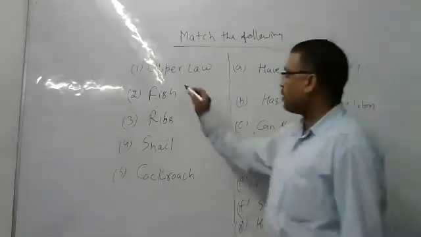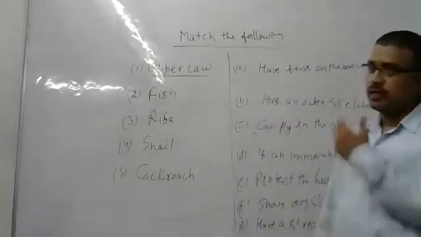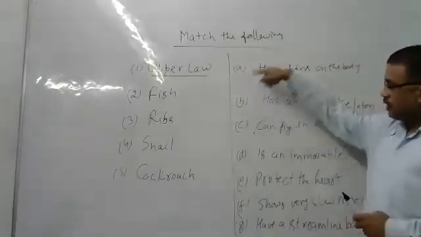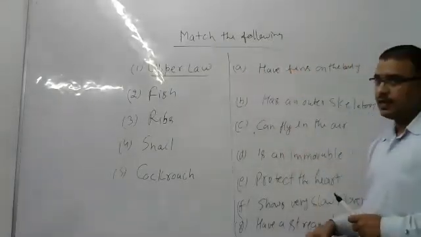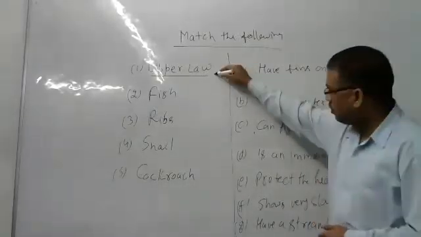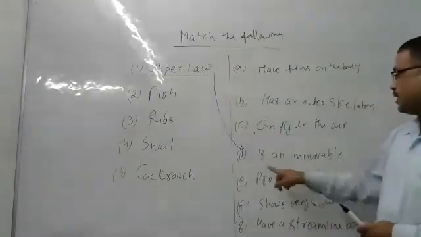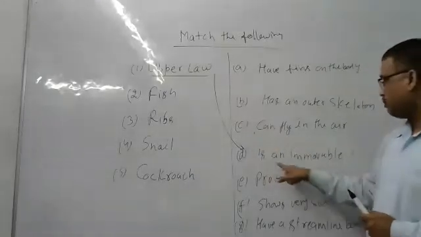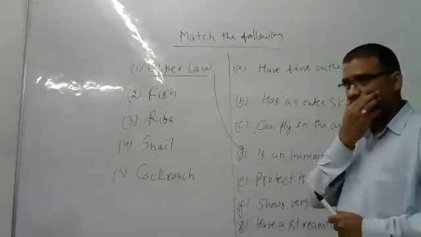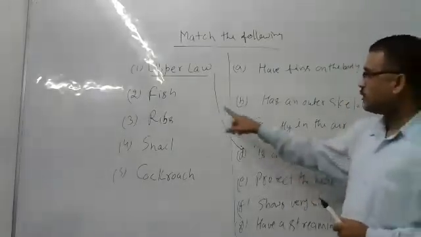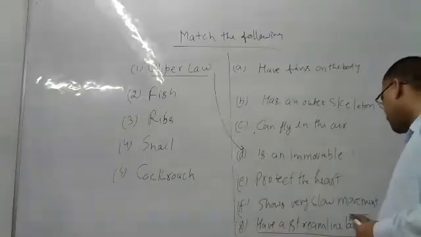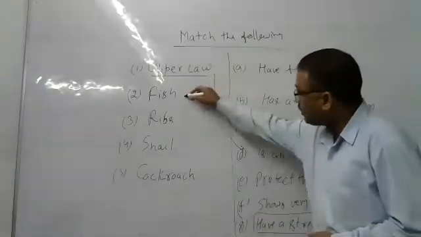When we talk about the upper jaw, it means this portion, and as for the given options, the upper jaw is immovable. That is the correct option. The upper jaw is immovable, it cannot move. It is fixed. Fine. Now the second is fish. Fish has a streamlined body.